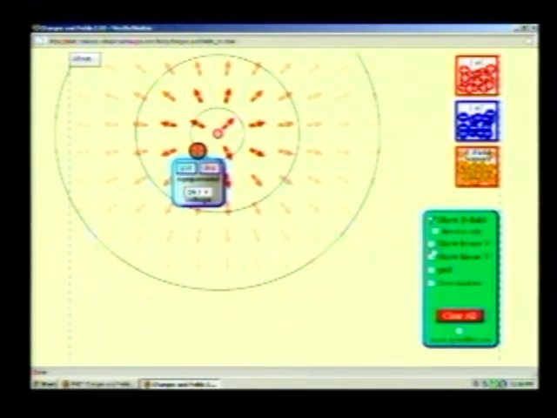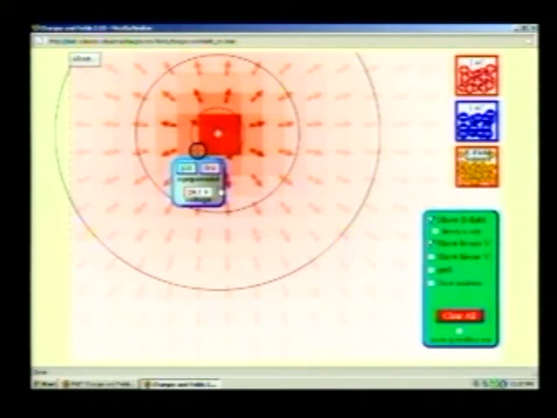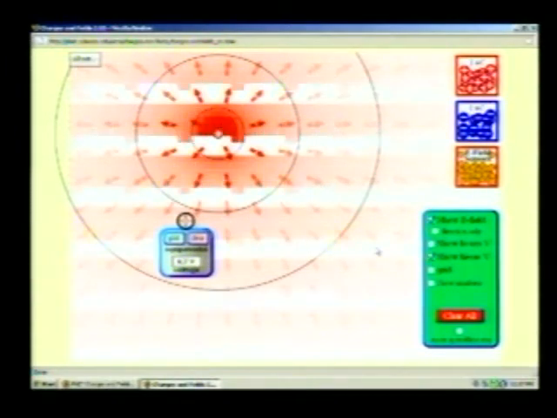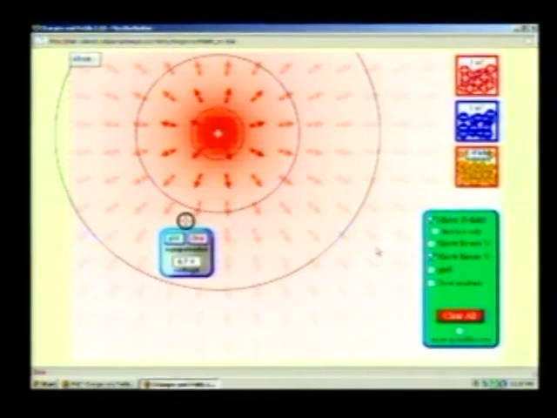Okay, let's show the voltage resolution. There we go. And now let's put it in high resolution. There we go. Ooh, nice high resolution. As you can see, the darker it is right here, the higher the voltage. We come in.